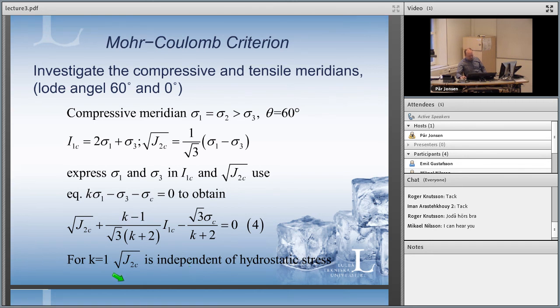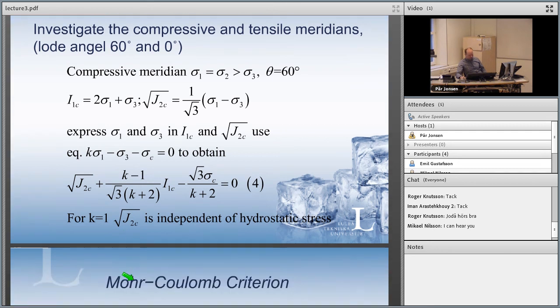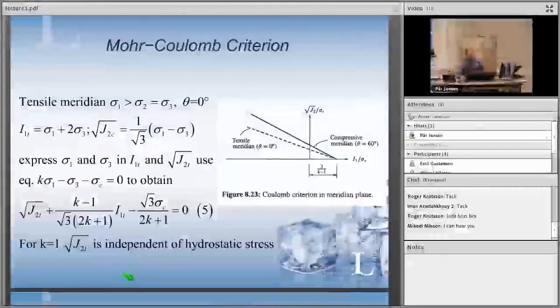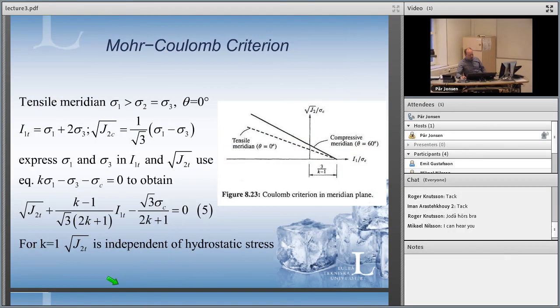If you put then K equal 1, you take away the hydrostatic part. It's like taking away alpha in the last model that we saw. This will be independent of the hydrostatic stresses. If you do then the same for this model with the tensile meridian, you have that sigma 1 is the largest one. It's always larger than sigma 2 and sigma 3. And this Lode angle is 0.